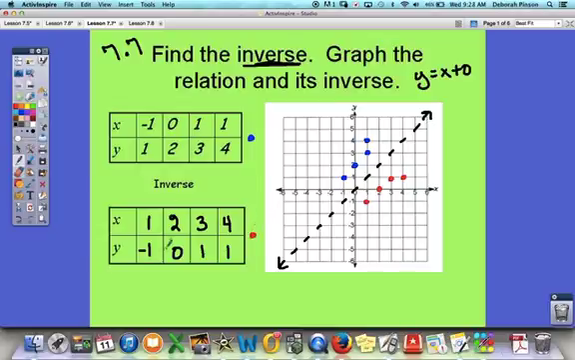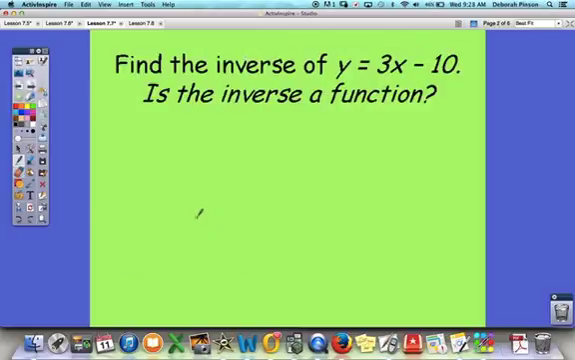All right, so if it's points, switch the x and the y. Equations, we're going to do next, switch the x and the y. That's the main idea with the inverses. All right. So let's do an equation. So I have y equals 3x minus 10. Now sometimes it'll be written as f of x. If it's written as an f of x, just change it to a y. And we want to find the inverse. All right, so remember, take the x and the y and switch them.